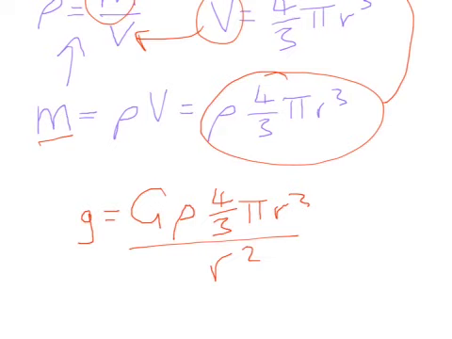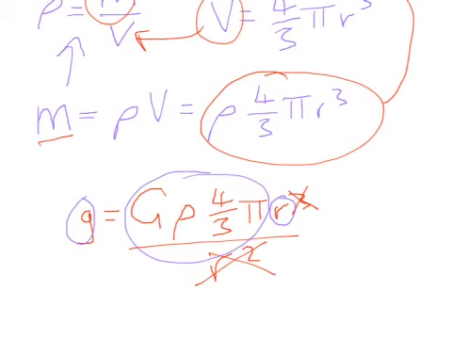Okay, you can go back and check all of that, watch the video again if you like. Now something really cool here, the r squared is going to cancel out the cube part, and that leaves just the r by itself, which is what we want. We want g equals some constant times r. I won't finish that there, you can see exactly how it's going to go.